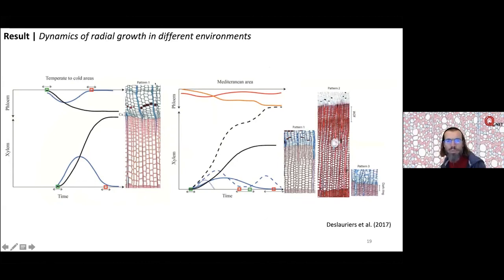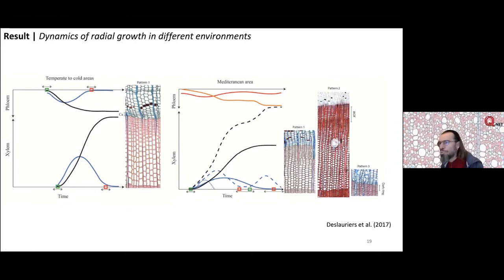And then you can also see that this was for cold areas, for example, where you have this kind of bell-shaped curve for the rate of growth. But in Mediterranean or different areas, you can have a bimodal curve for the rates, or at least different things. So these dynamics will depend, of course, on the species strategy, but also the environment. And we can have it for xylem, but also for phloem.